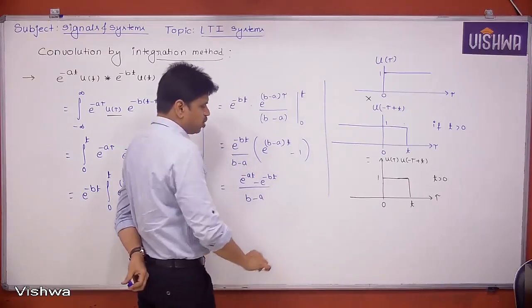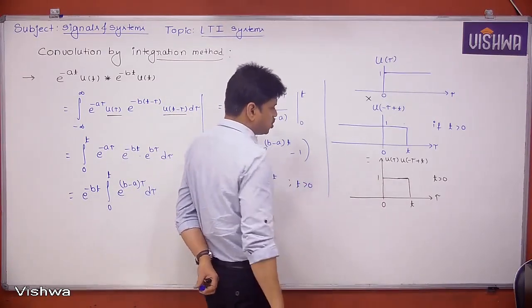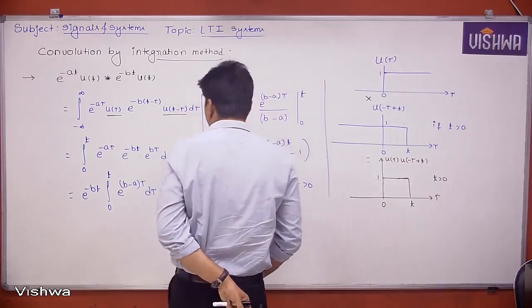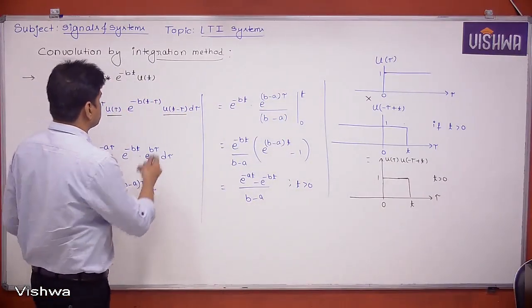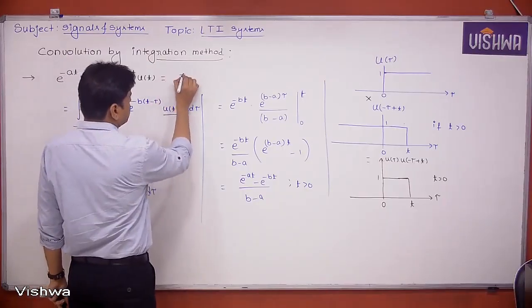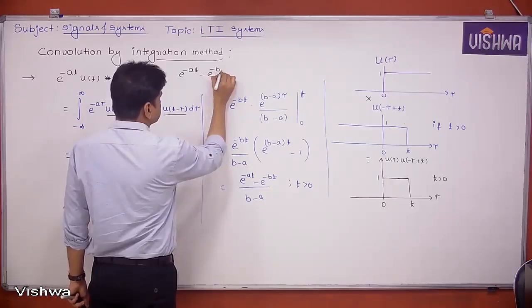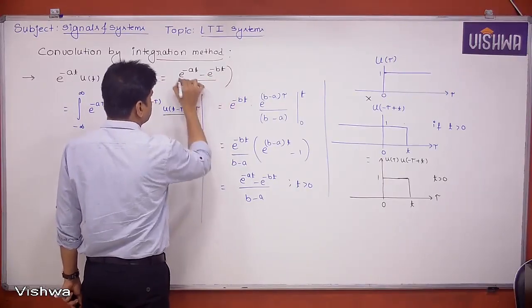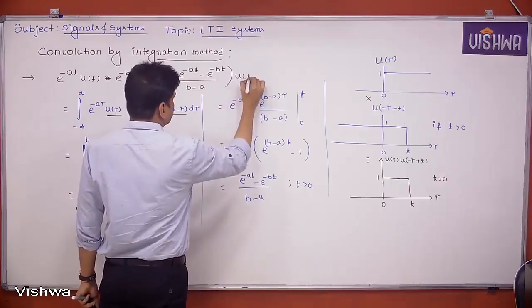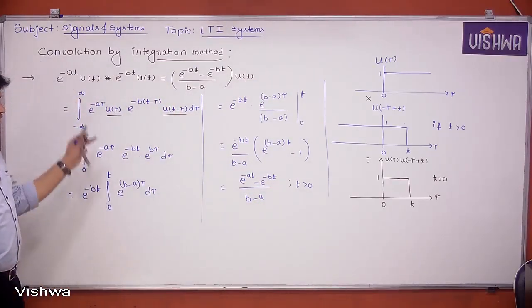But this exists only for t greater than 0, because we already saw that for t greater than 0 only this is going to exist. So in short, we can write this as e power minus at minus e power minus bt by (b minus a) into u of t. Why u of t? Because it exists only for t greater than 0. Okay, take it.